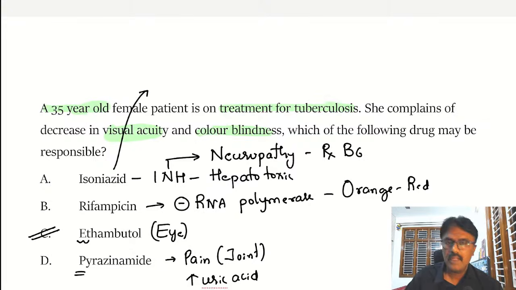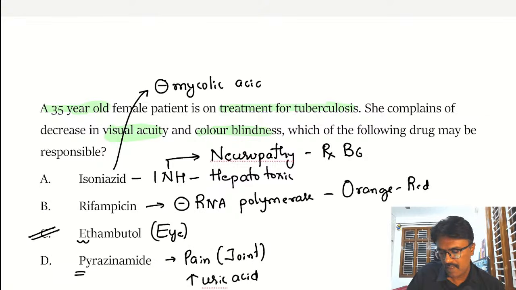Isoniazid, they can ask you the mechanism of action. It inhibits mycolic acid synthesis, which is a part of cell wall.